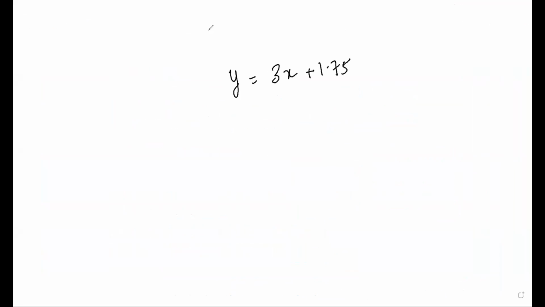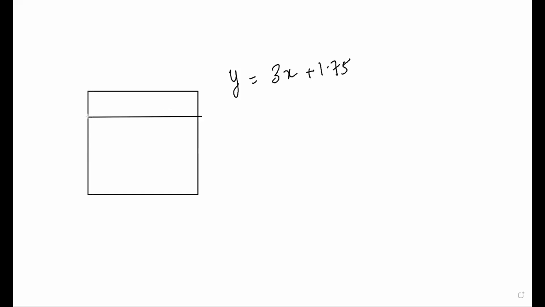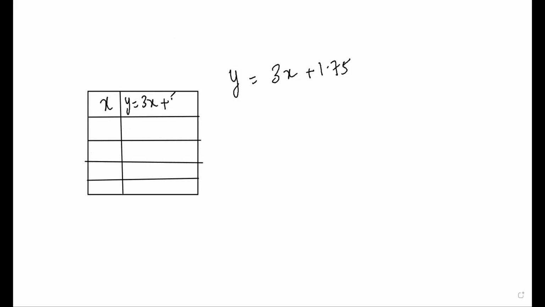Now they have made a table here, and they told you that I have to put x as 1, 2, 3, 4. Now see girls, this is the x and this is the equation, y equal 3x plus 1.75. When x is 1, when x is 2, when x is 3, when x is 4.